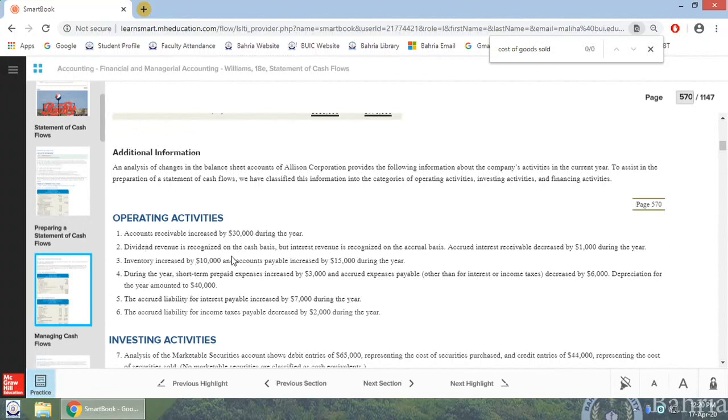So any kind of increase in inventory by 10,000 means that the cost would be going up by 10,000. But if payable is increased, that's a separate issue because it's a liability. Any kind of increase in liability would be reducing that. So during this, short-term prepaid expense again would be increasing, because that's a prepaid where a lot of payments are being made throughout the year in the form of cash in advance. That's why it's known as prepaid.